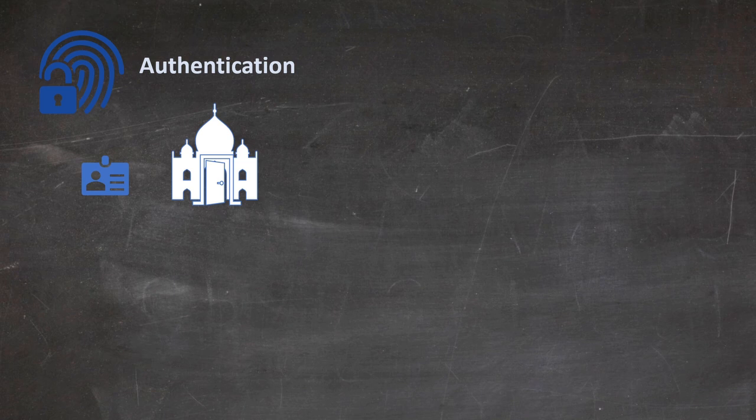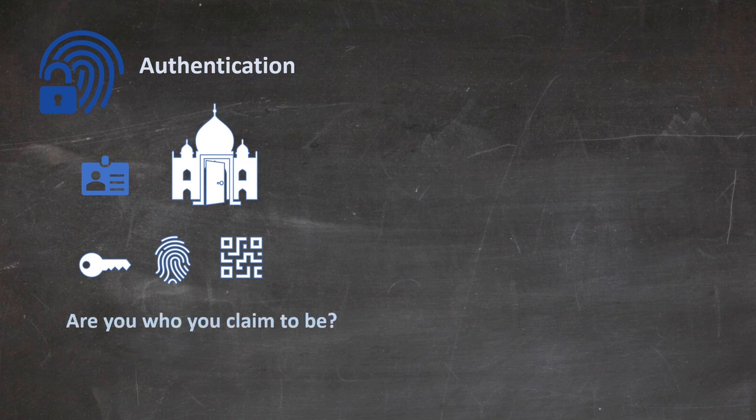When you log into a website or app, you're going through authentication. You might do this by entering a username and password, or using your fingerprint or face scan, or entering a code sent to your phone. The system checks if the information you provided matches what it has on record. If it does, you're authenticated and allowed in. In simple terms, authentication answers the question, are you who you claim to be?